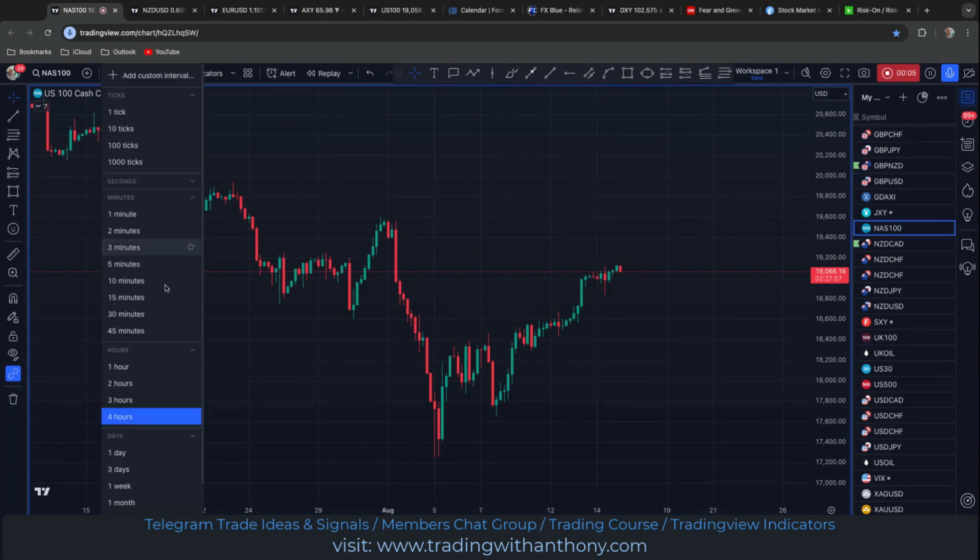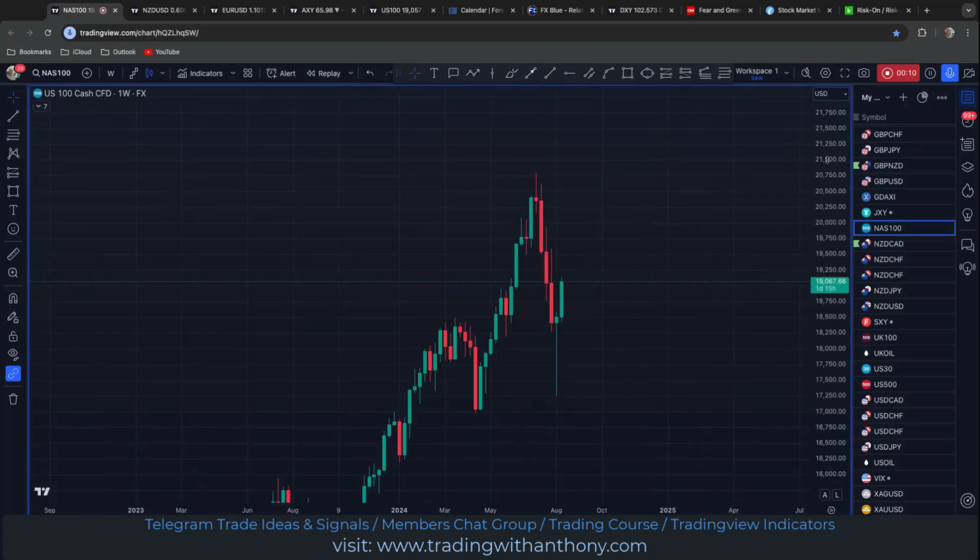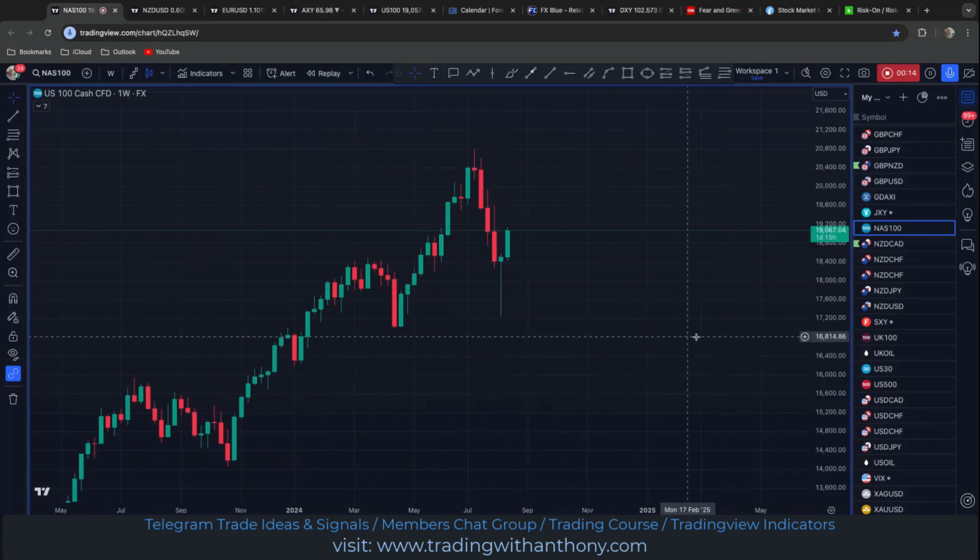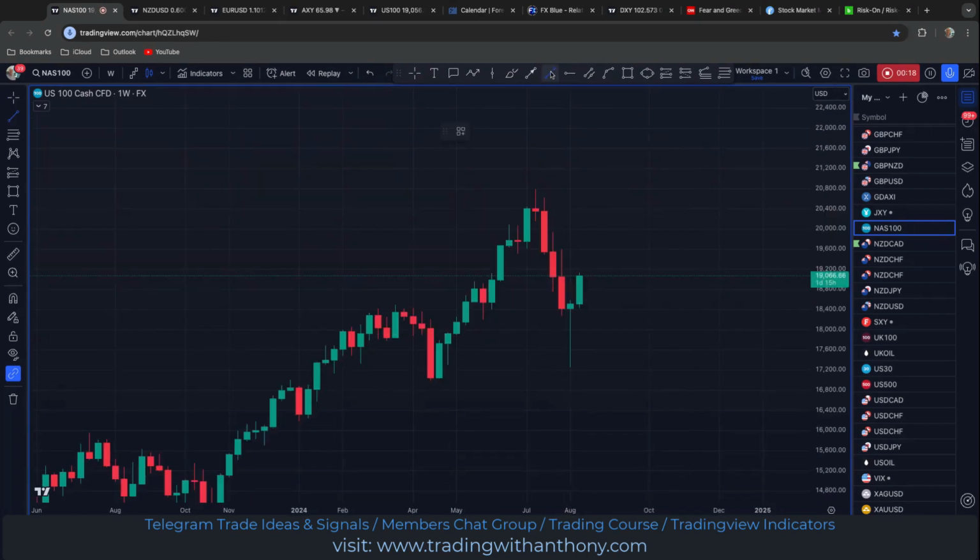Let's just go out to a weekly and then we'll come back down the time frames. So what we have here is an interesting chart, right? We've got this move into, have a look at this previous candle, close, open. I'm just going to mark that up. A key level on the weekly time frame.